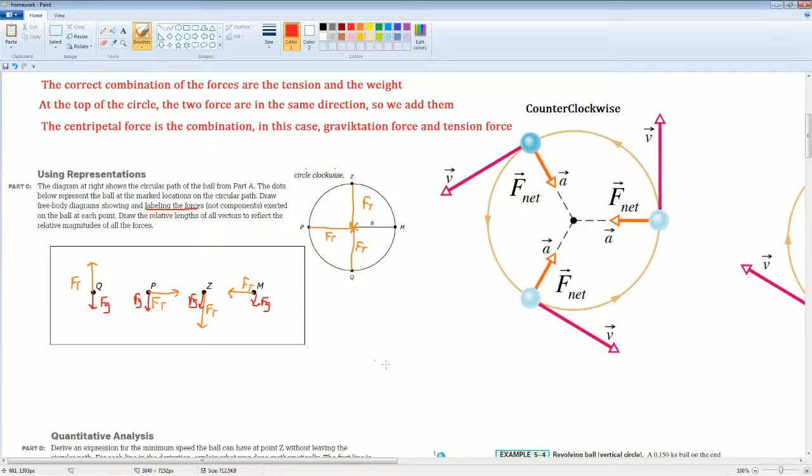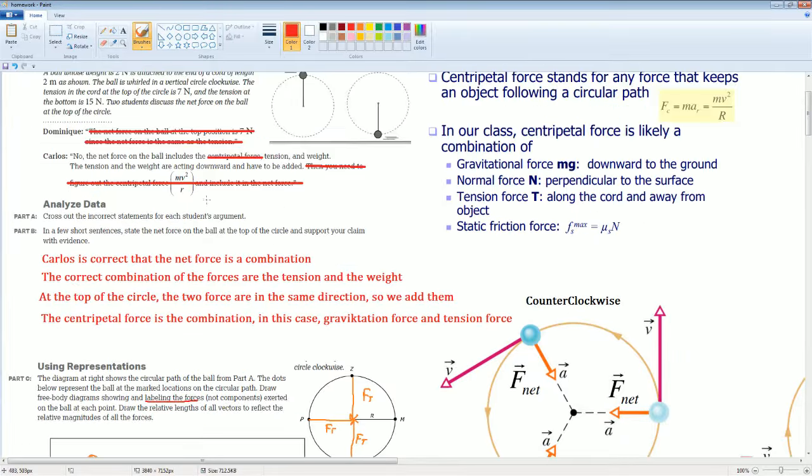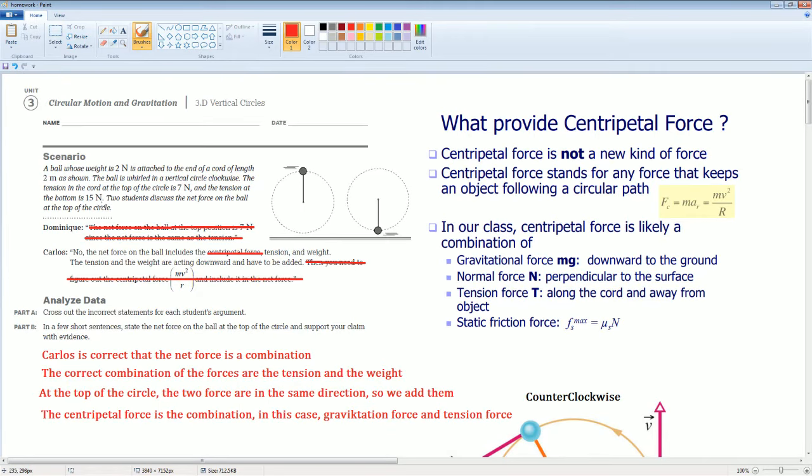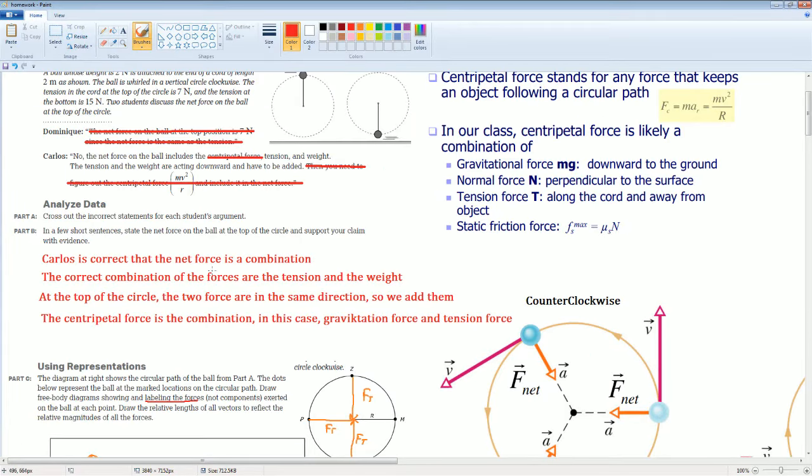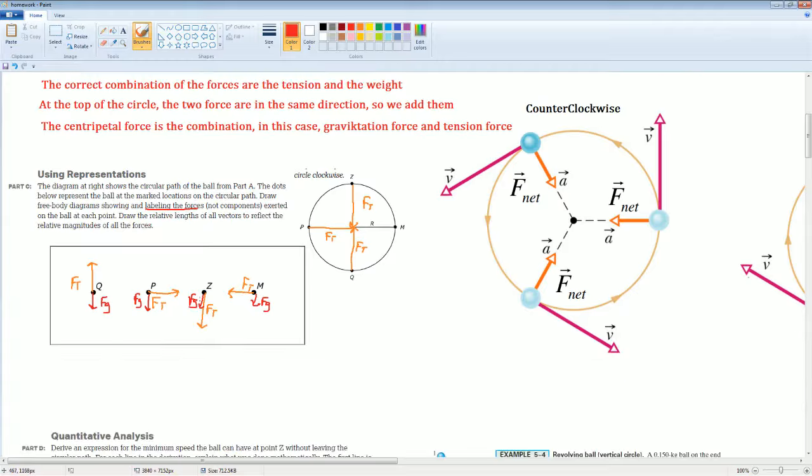All right, so now if you're wondering from part A why you add them: at the top of the circle, do you see this at Z? At the top of the circle, the force of gravity and the force of tension are going down. They're in the same direction. That's why in part B, I told you to add. This should explain why. Remember, force of gravity always goes down. Force of tension depends on the string's location.